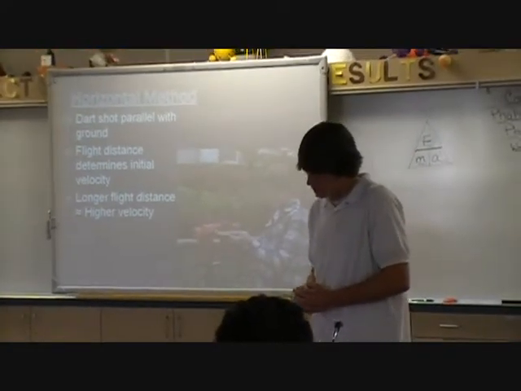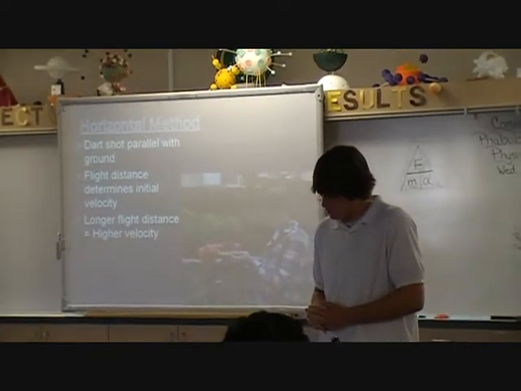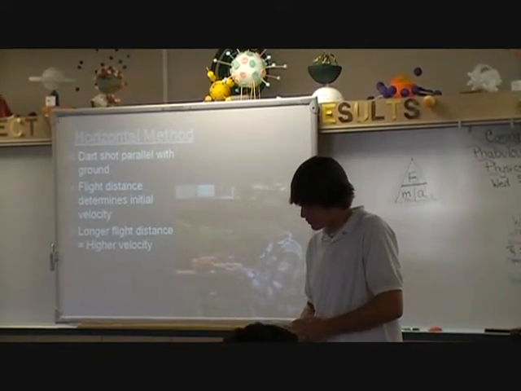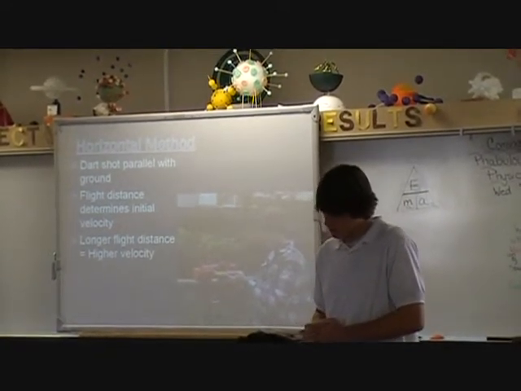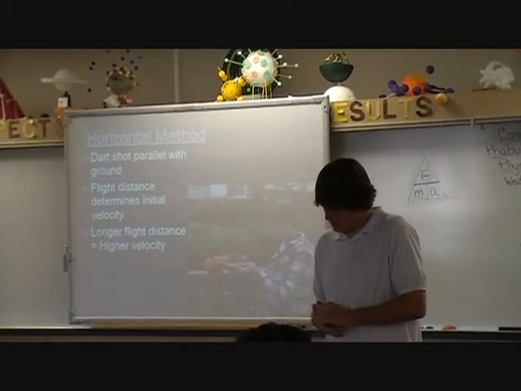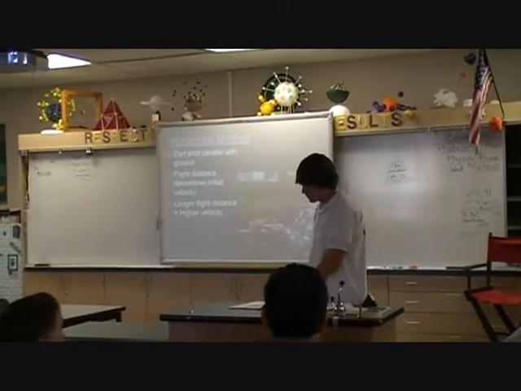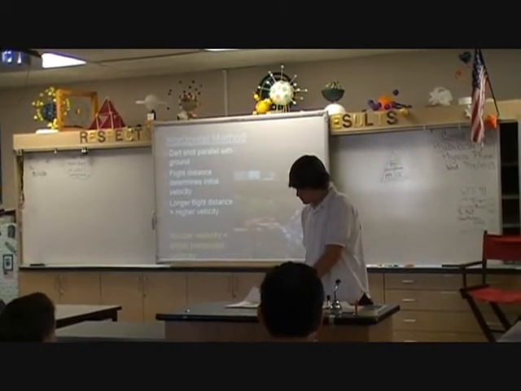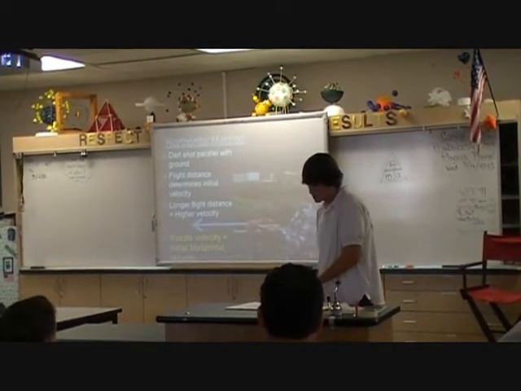For the horizontal method, the dart is shot parallel to the ground. In the horizontal method, I calculated the initial horizontal velocity, which is based on the flight distance of the dart. The farther it travels, the higher the velocity. As I mentioned before, horizontal velocity affects how far a projectile travels. The muzzle velocity is the initial horizontal velocity.